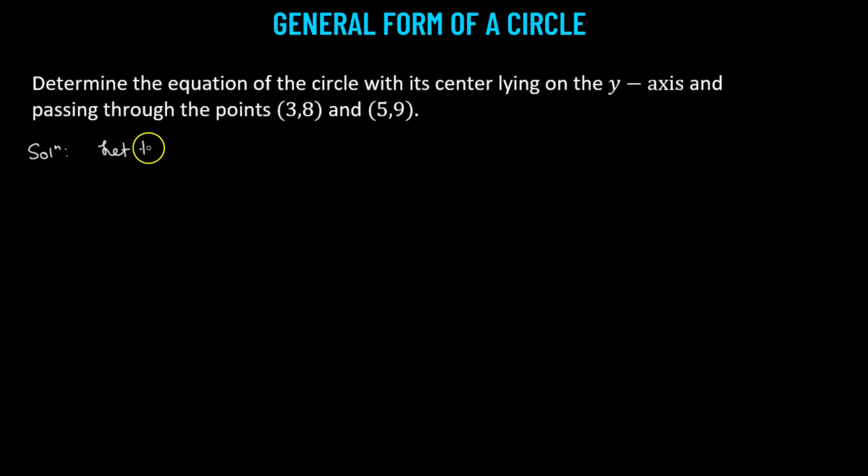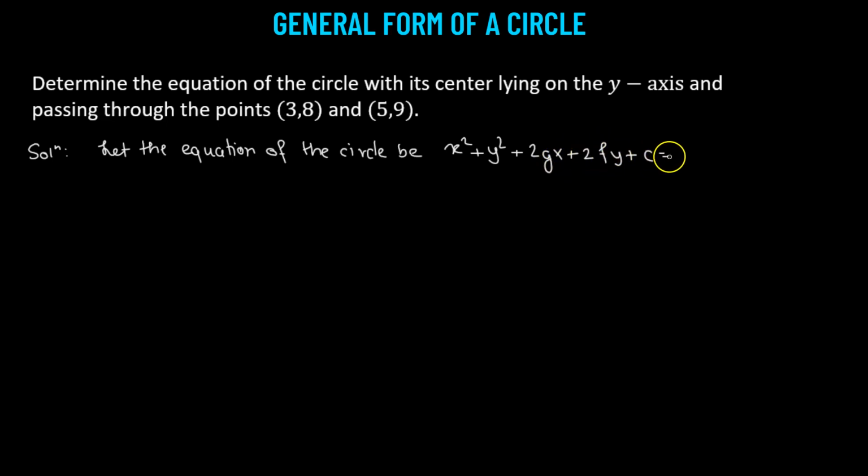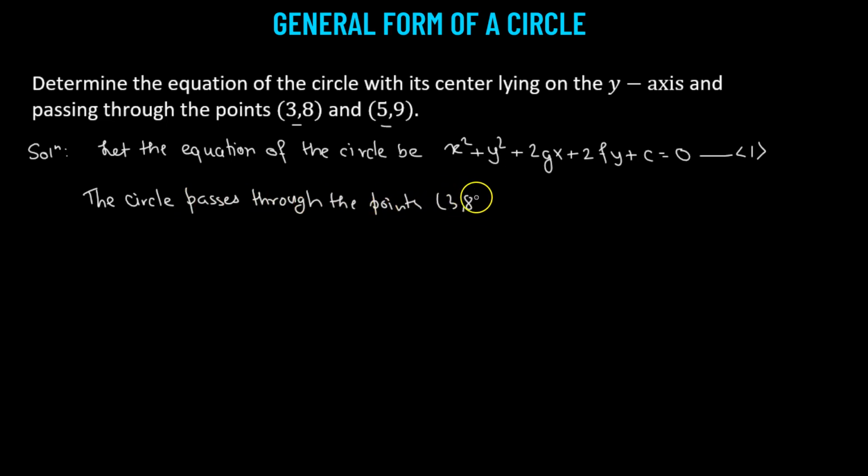Let the equation of the circle be x squared plus y squared plus 2gx plus 2fy plus c equals 0. We're going to label this as equation number 1. Now it is given here that the circle passes through the points (3, 8) and (5, 9). So that means, let's write it down: the circle passes through the points (3, 8) and (5, 9), meaning the points are going to satisfy the equation of a circle.